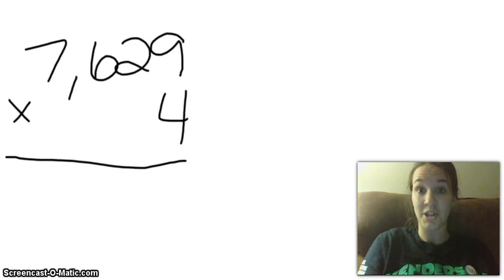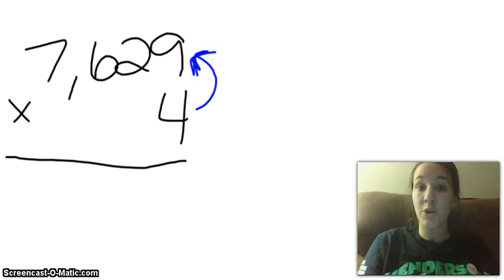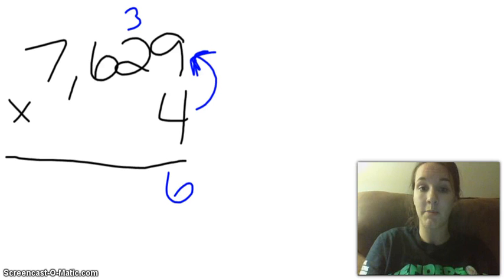I'm going to do a 4-digit number this time, 7,629 times 4. So, as always, we start in the ones. So 4 times 9 is 36, and in 36 there are 6 ones, and we're going to regroup the 3 tens. Then I'm going to move on to the tens place.